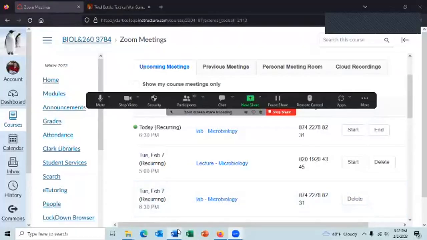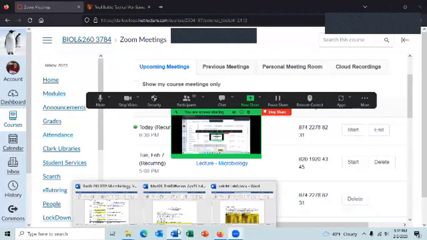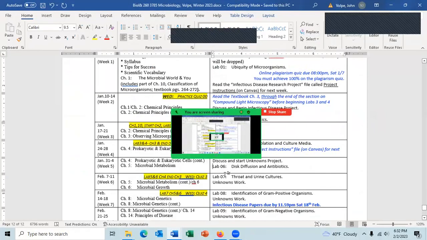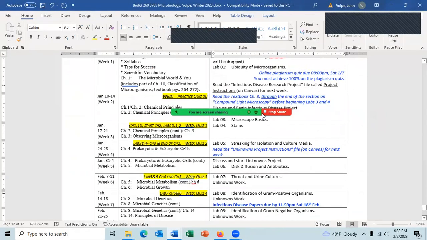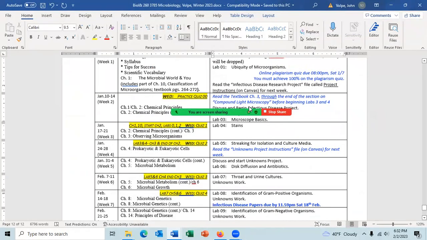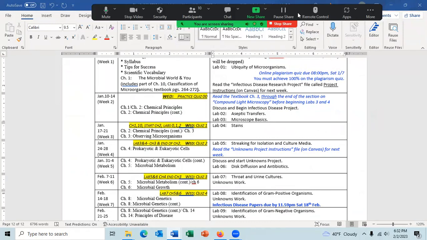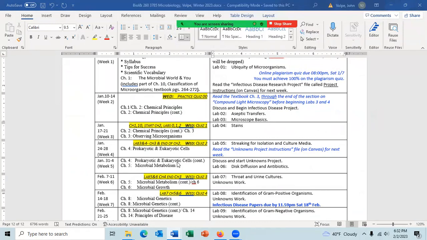Let me share my screen. Oops, that's a little weird. Let's get this out of there. So today is February 2nd, and we're supposed to be doing Lab 6, disk diffusion and antibiotics.